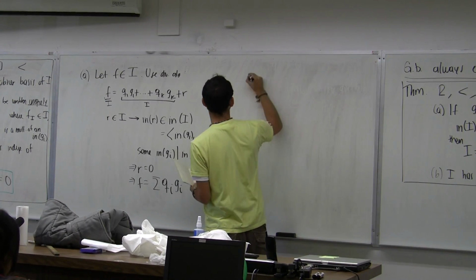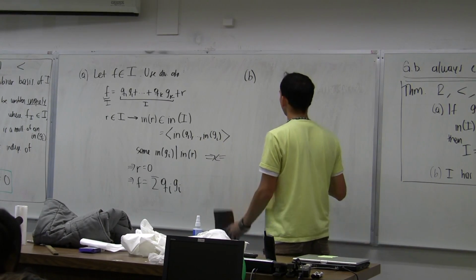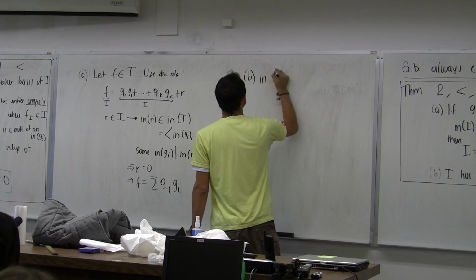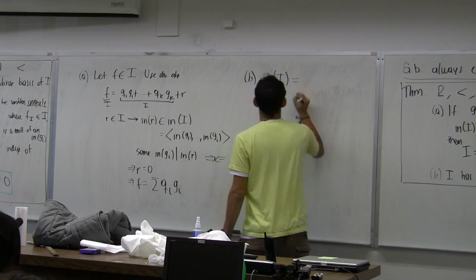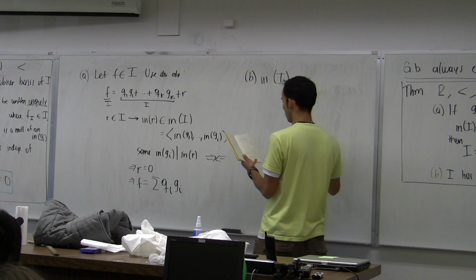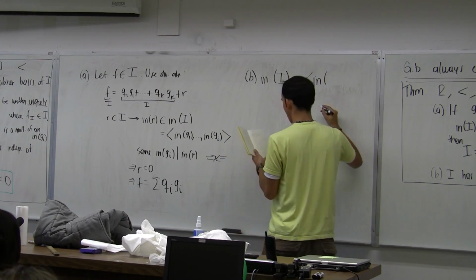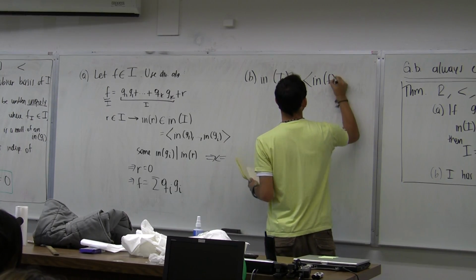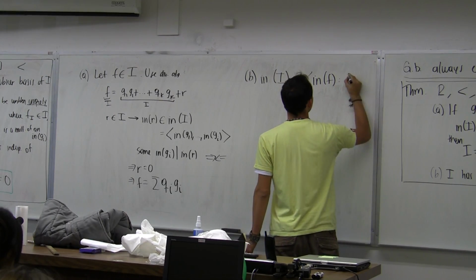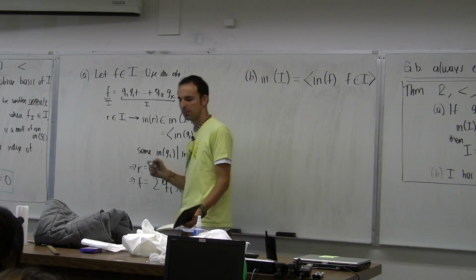So it's basically the same argument that I just made. Now for part B, I'm going to say the following. I'm going to say that the initial ideal is generated by the initial polynomials of all the polynomials in I. Okay?